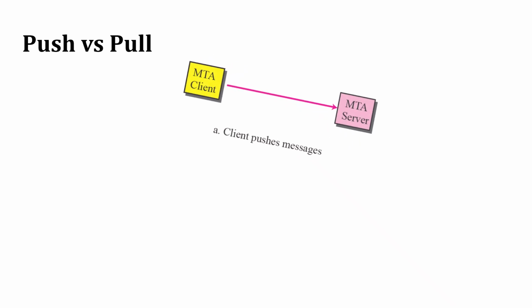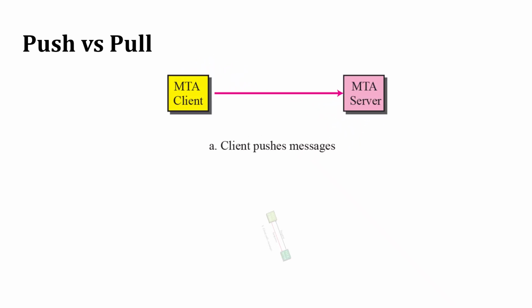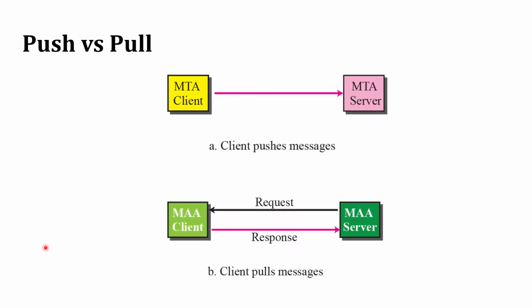In email systems, there are two key approaches for transferring messages: push and pull. Push: the MTA client-server model is a push system. Here the client pushes messages to the server whenever there is mail to be sent. The sender initiates the transfer and the server simply receives the incoming messages.